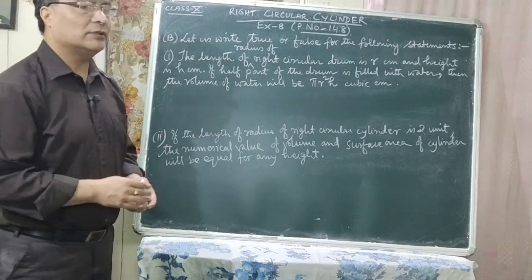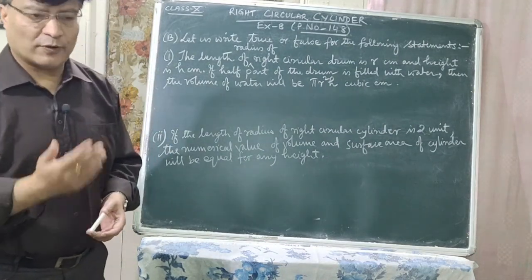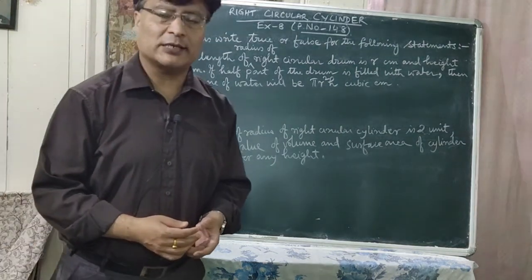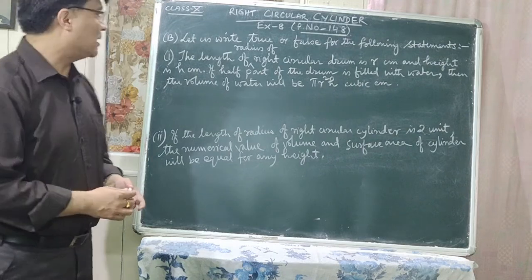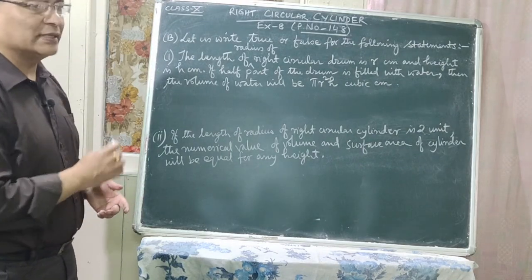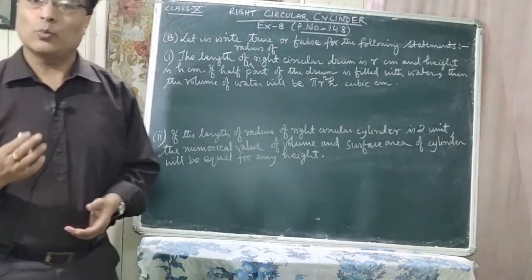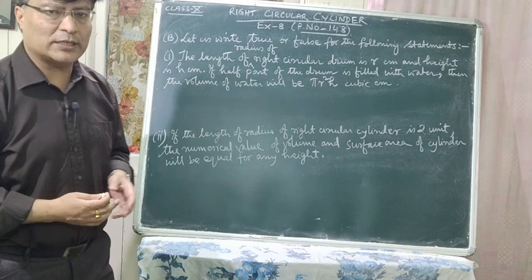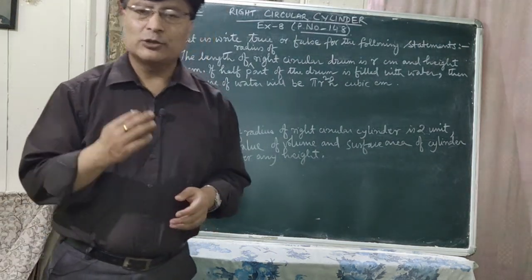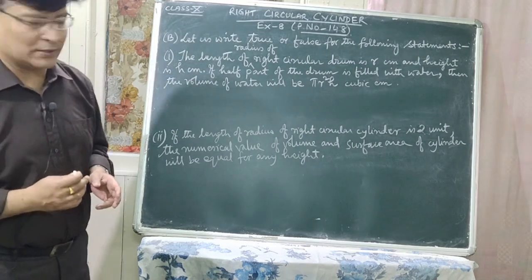Okay, so now the same exercise 8, page number 148 from the same book, Ganit Prakash for class 10 by West Bengal Board of Secondary Education. So let's do question number B. This is an objective type of question which carries 1 mark. In the last class we did multiple choice question type. So today we will do true or false type question.